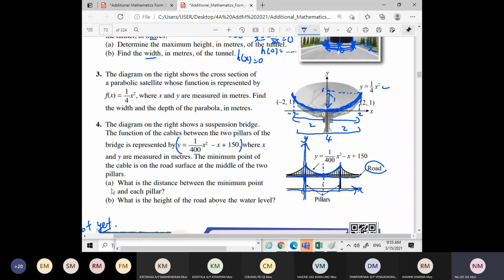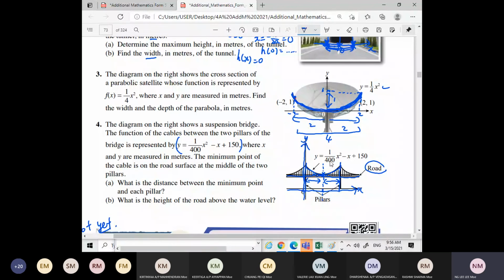So question A. What is the distance between the minimum point and each pillar? It means this one, here to here, and here to here, the same thing. So they want you to find the distance. How to find it? Here is 0. Here is the minimum point. I just have to find the minimum point. The x coordinate then will be the distance, because here is 0. The x coordinate of this will be the distance from the minimum point to the pillar.